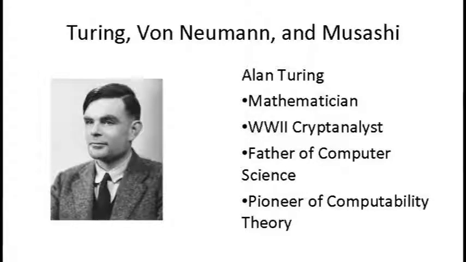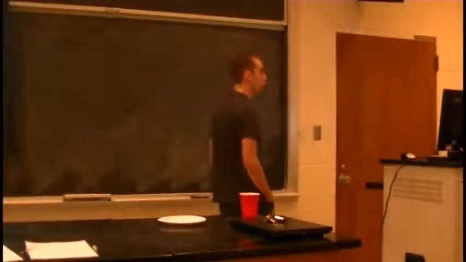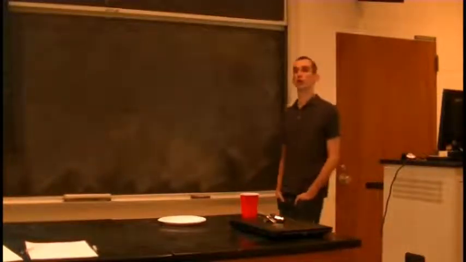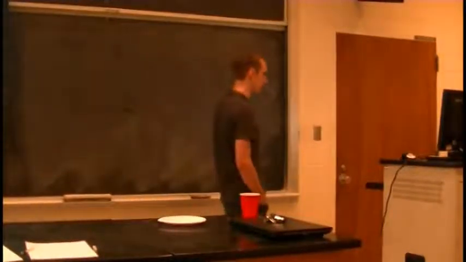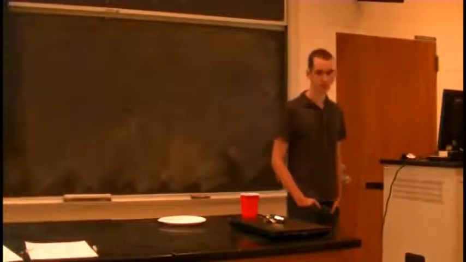Alan Turing was a mathematician, but to say that sort of sells him short. The man was brilliant and prolific. He was a mathematician during World War II. He was a cryptanalyst. He helped break Nazi codes. He's called the father of computer science for a number of reasons.